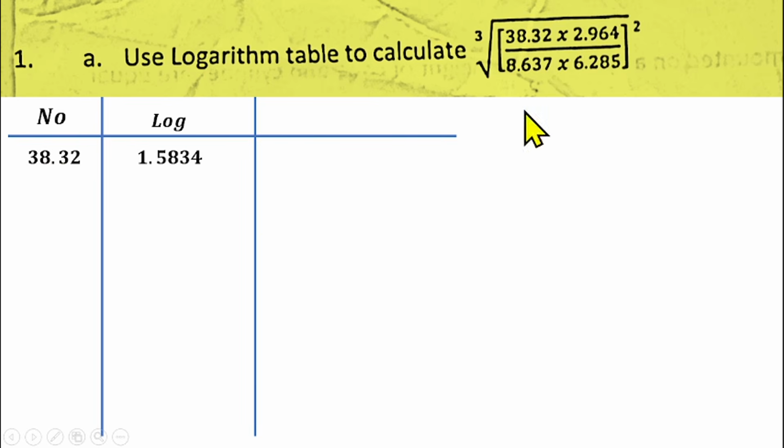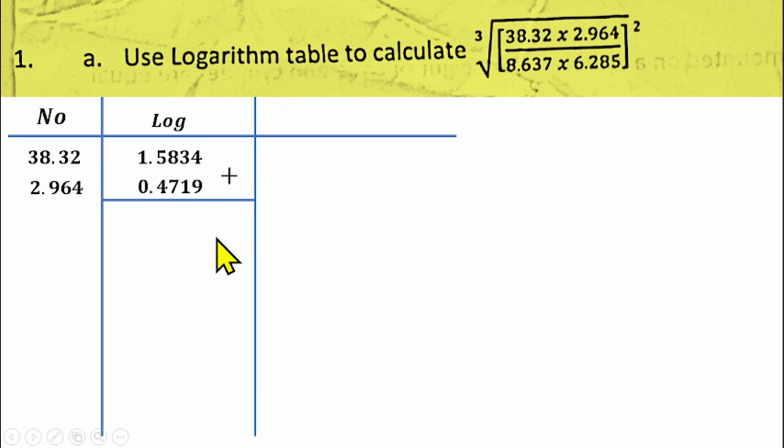Then the next number here is 2.964. What is the characteristic of this number? That is 0, so you write 0. Then check 29 under 6 difference 4 on your logarithm table. That gives us 0.4719. In between the two numbers, you have multiplication, so you need to add these two numbers together. If you add, you have 4 plus 9, that gives us 13.